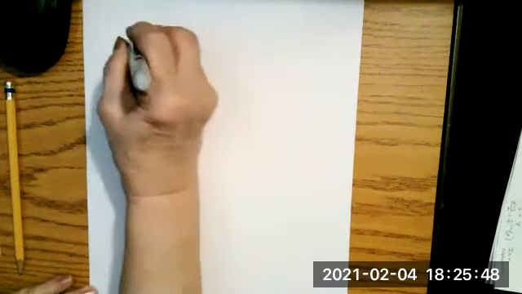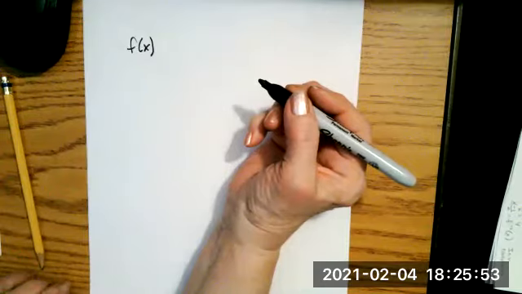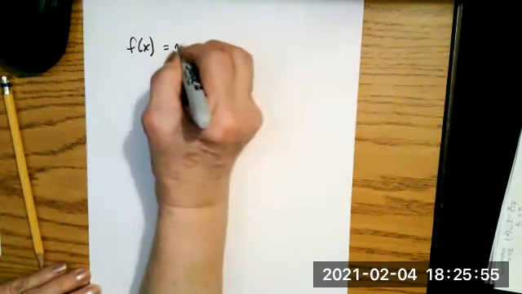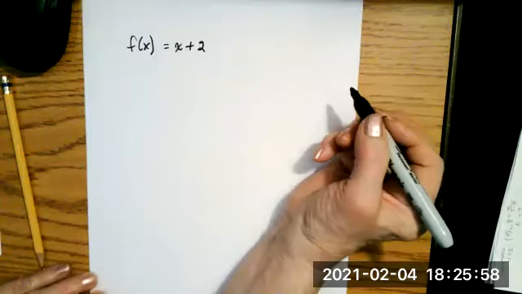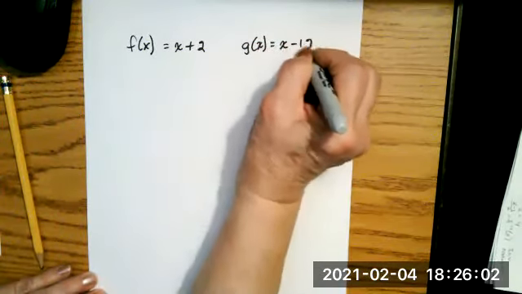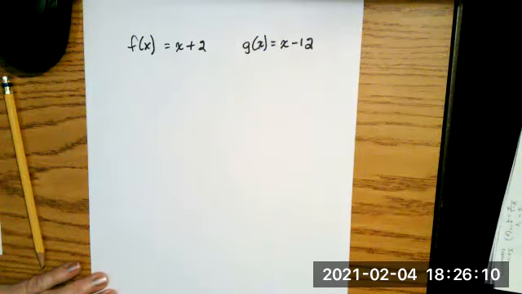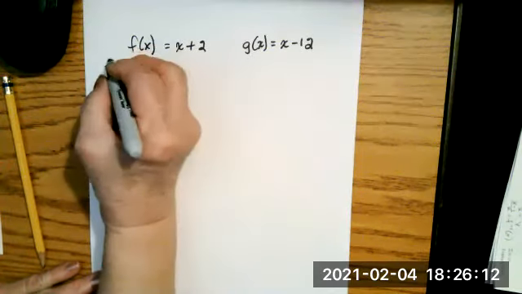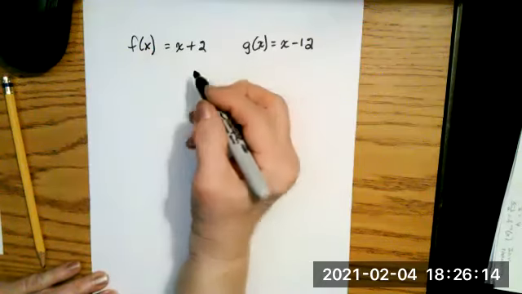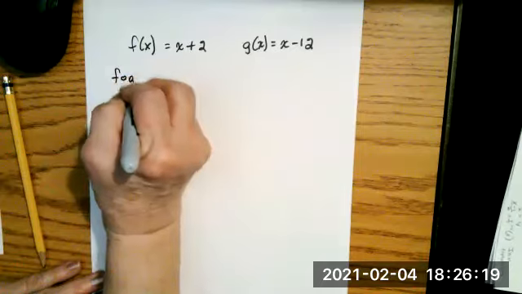Okay. It was f of x equals x plus 2, and g of x was x minus 12. And I got confused. I don't remember if it was f of g or g of f, but I got one part of it wrong. I think it was the f of g part I got wrong. Okay, let's try f of g.